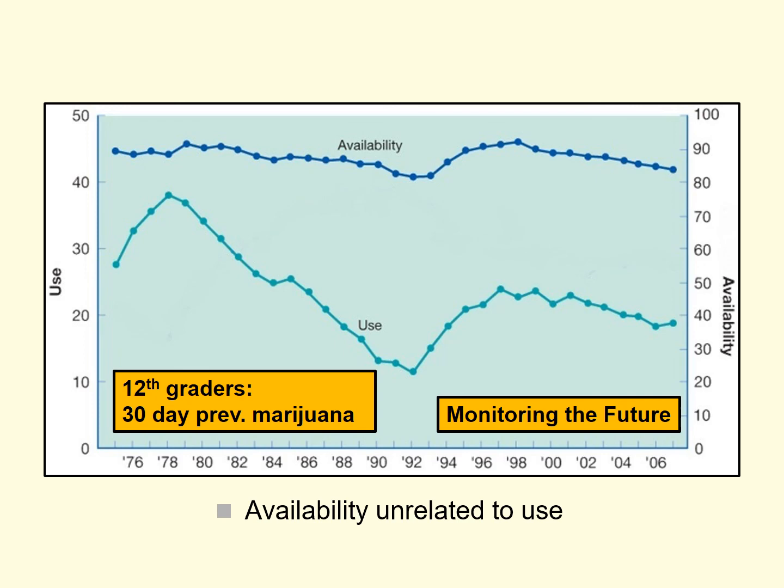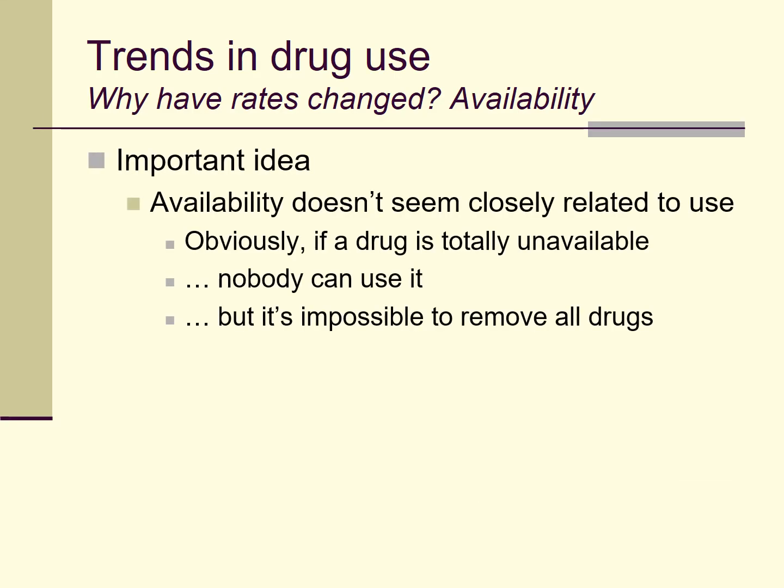this drug. So we've ruled out, at least I think provisionally ruled out, media and culture. We've ruled out, I think fairly conclusively, arrests and prosecution for drugs. We seem to have ruled out, I think, availability. What other reasons or what other theories could we have for changing rates of drug use? The important idea here is that availability doesn't seem to be closely related to drug use. Again, a bit of a repeat here, but obviously if a drug was totally unavailable, then no one could use it, but it's pretty much impossible to remove all drugs, or in this case to remove marijuana entirely. So we've ruled out these other potential explanations, these other theories.